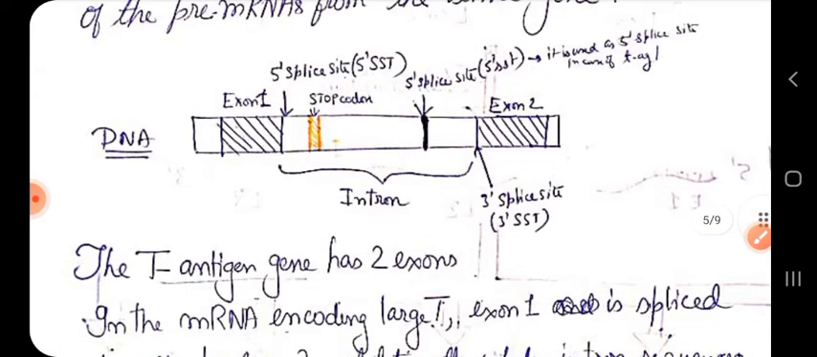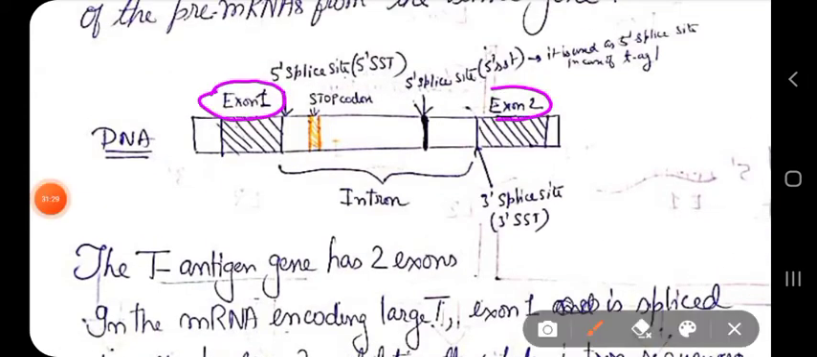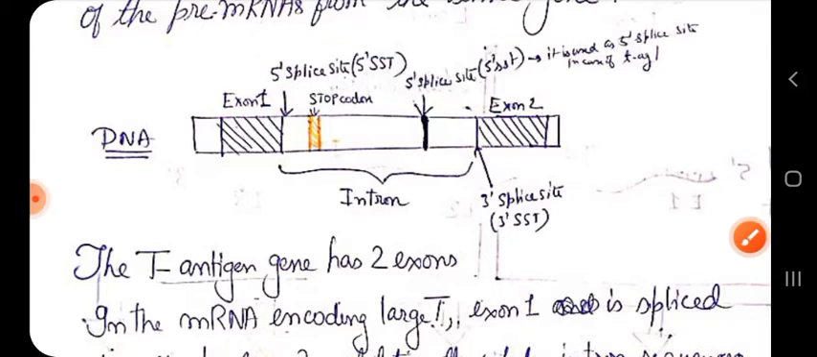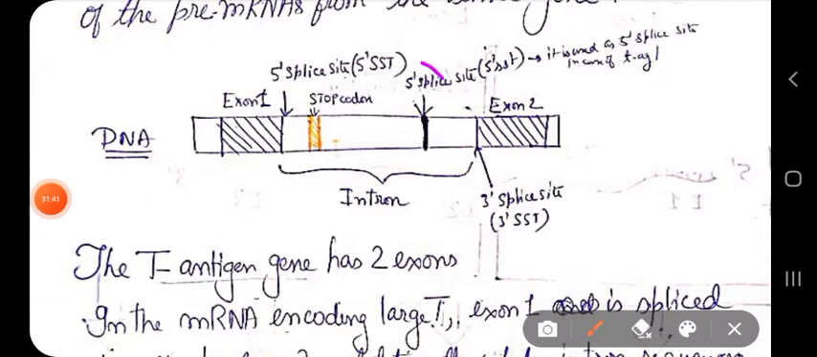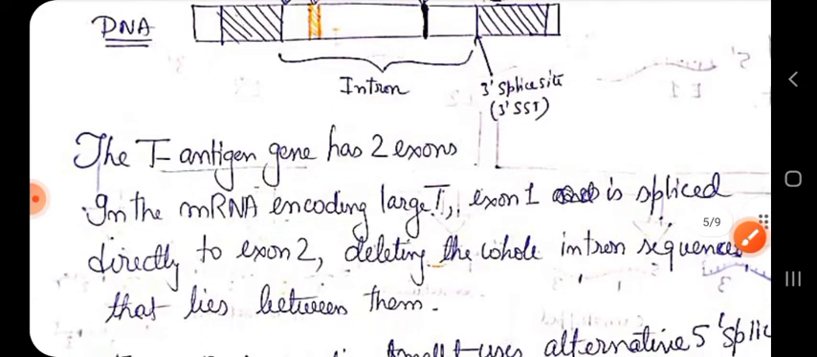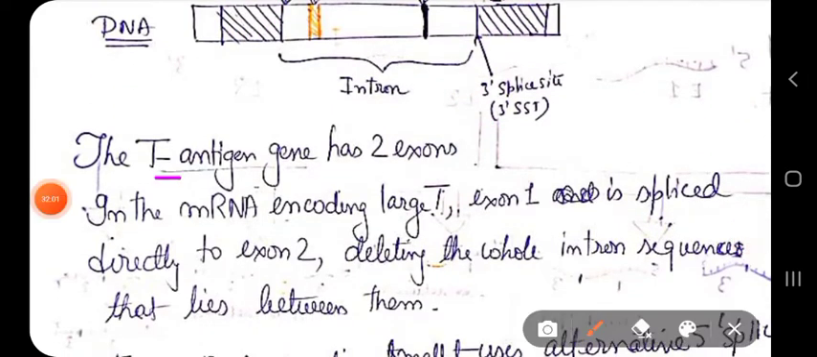As I have said, the T antigen has two exons, with a 5' splice site and a 3' splice site. This is a 5' splice site. In the case of large T and small T antigen, the other one will be used later on, so I will not mention it now. There is also a stop codon here, which will terminate the translation process. There is an intron sequence between these two exons.